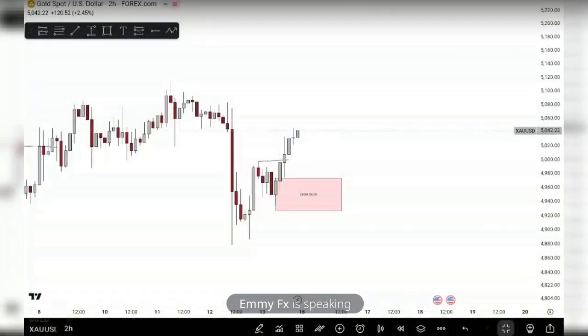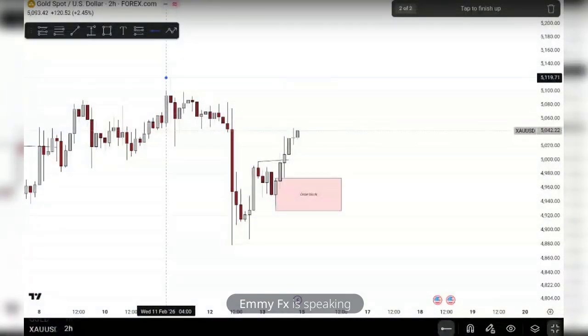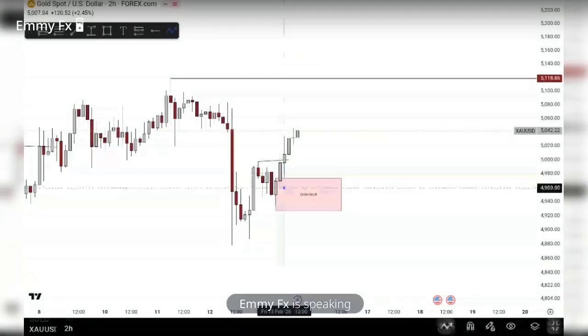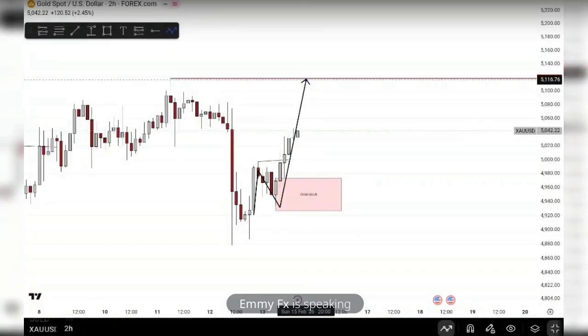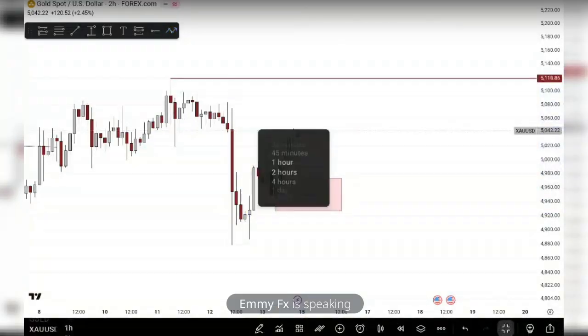We have this liquidity in which price is targeting this high. Price is moving to the upside at this spot, and this is the liquidity that price is targeting to take. So allow us to move to our 1 hour time frame.